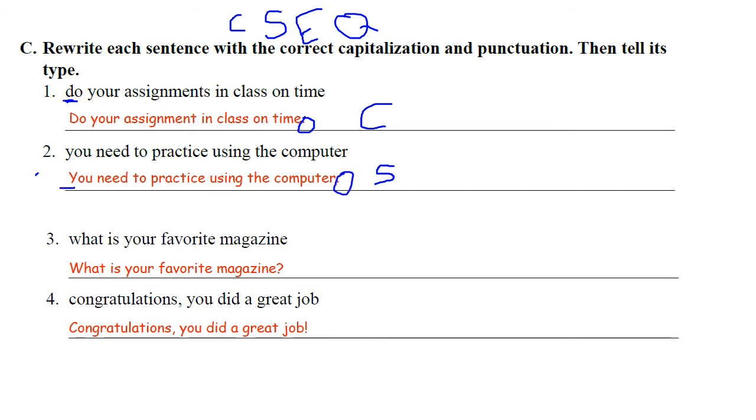Number 3, what is your favorite magazine? What is your favorite magazine? This is a question word, it begins with a capital letter and ends with a question mark. So this one is definitely a question. Number 4, congratulations, you did a great job. It begins with a capital letter. As you can see, it's full of feelings, and it should end with an exclamation. So this one is an exclamatory sentence.